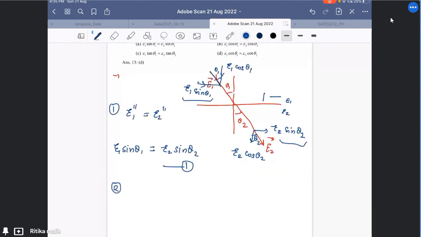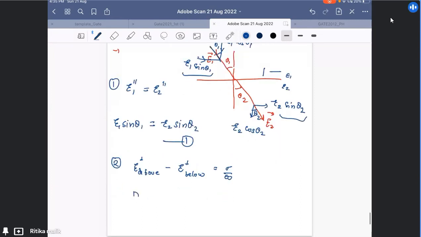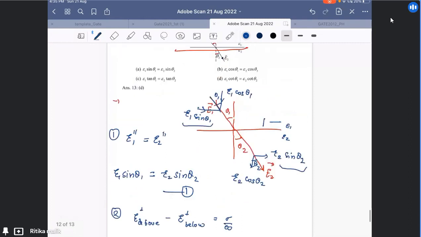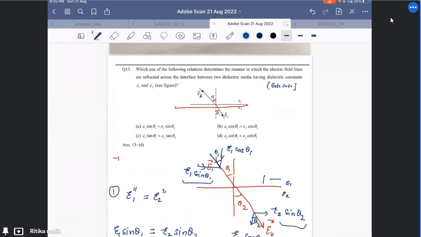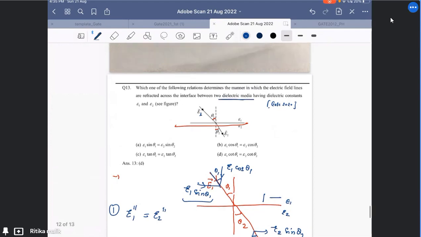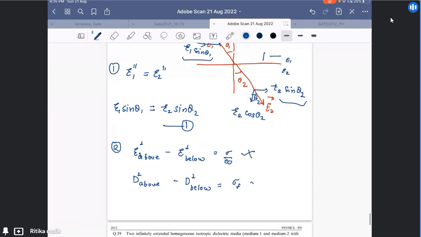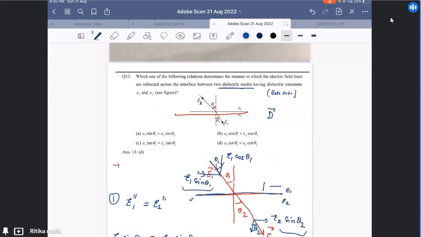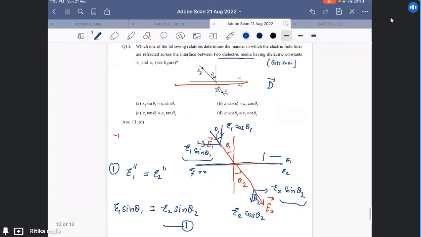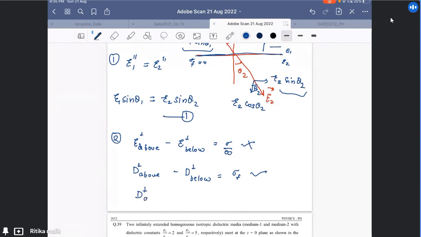Next, the second condition. Should we use the electric field, E perpendicular above minus E perpendicular below equals sigma upon epsilon naught, or should we use D perpendicular above minus D perpendicular below equals sigma, the free charge density? If you look at this question, it is given that the dielectric medium is at the interface, so we are going to talk about the D field, not the E field. So this is not the equation we are going to use; this is the one. We are also not given that the interface has any charge, so there is no charge here and the free charge density sigma is zero. So our D perpendicular above is equal to D perpendicular below, and we are going to use this part here.